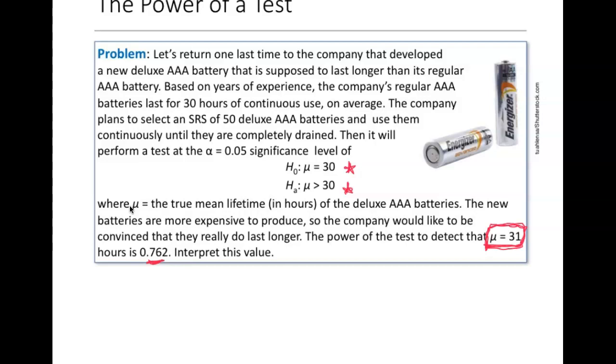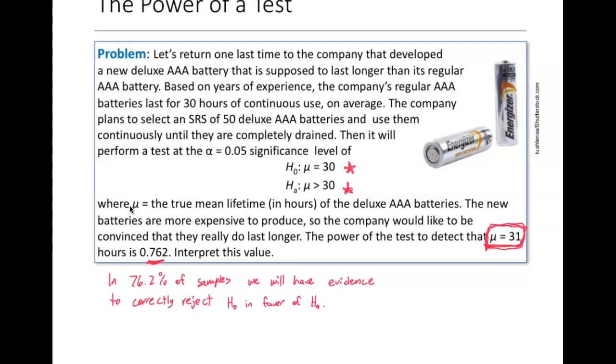What that means is that in 76.2% of samples, we will have evidence to correctly reject H null in favor of HA. So that's how we interpret power.